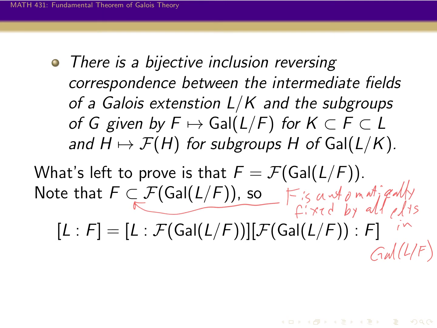Now to get the other side of the inclusion, well, this means that F is inside the fixed field of the Galois group, which is a subfield of L. And so we can apply the Tower law. That's going to tell us that the degree of L over F is equal to the degree of L over the fixed field times the degree of the fixed field over F.